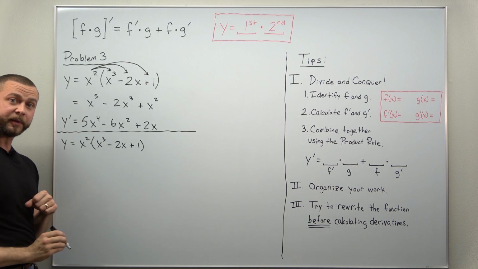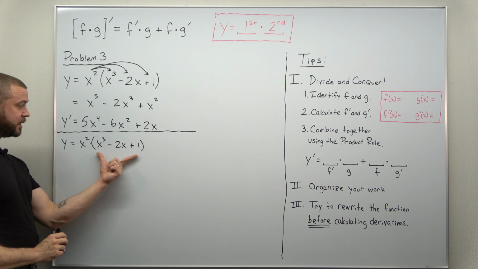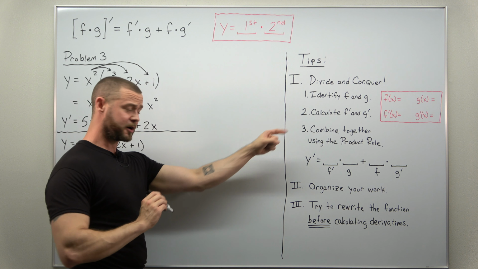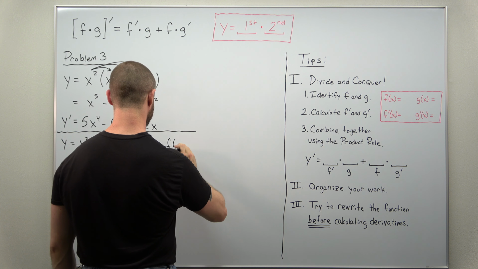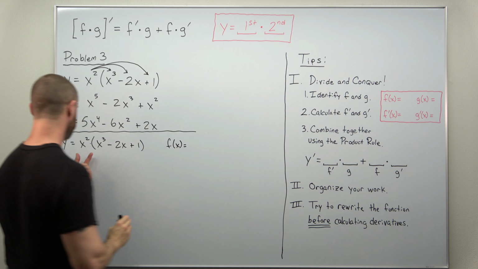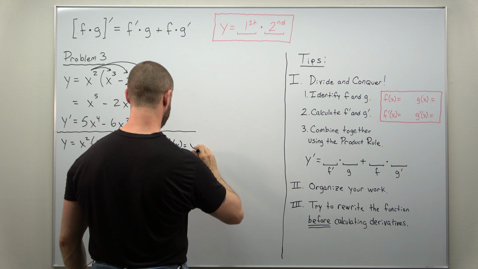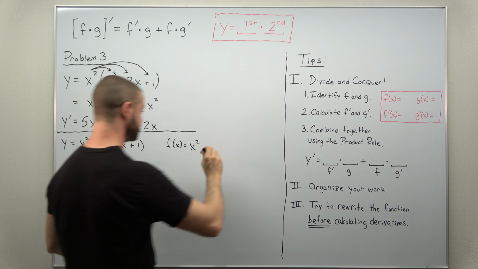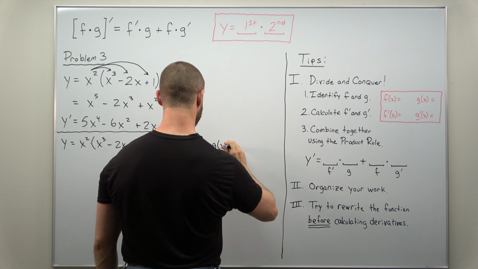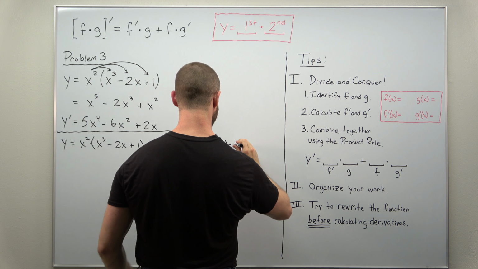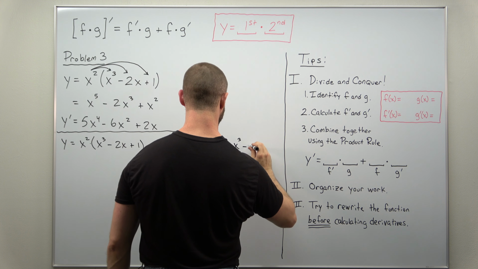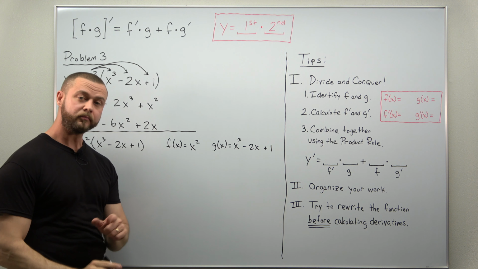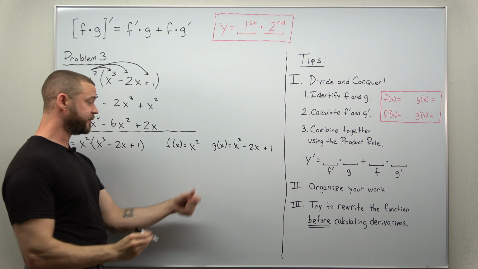All right, so we have a multiplication there. We have our f of x, and in parentheses, we'll call that g of x. So divide and conquer, let's write it down. f of x is x squared. And g of x will be all the stuff in parentheses, which is x cubed minus 2x plus 1.